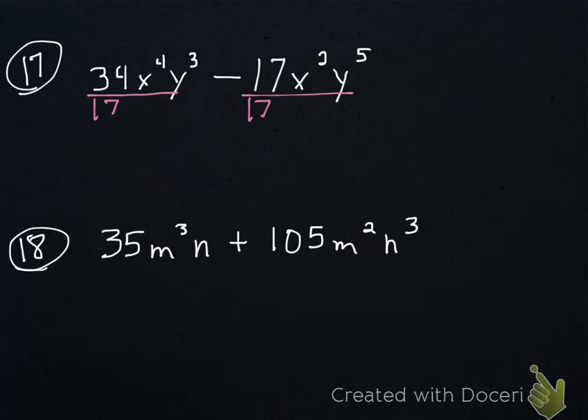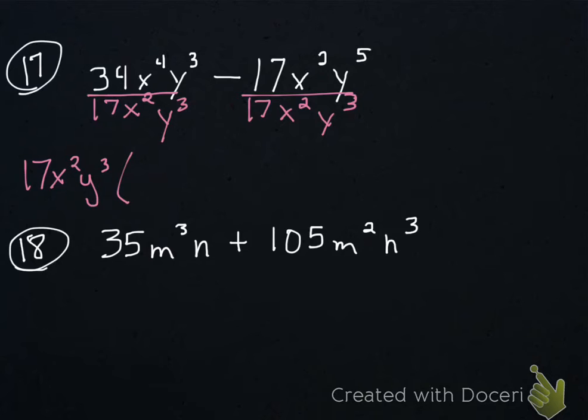Okay, now let's look at the x's. I have 4 in the first term and 2 in the second. So 2 is the highest number I can pull out. Now look at the y's. I have 3 in the first term, 5 in the second. So 3 is the highest that I can pull out. So my GCF is 17 x squared y cubed.